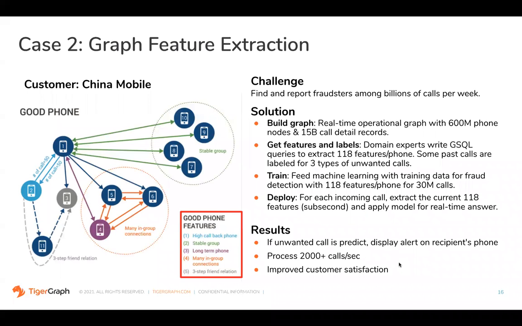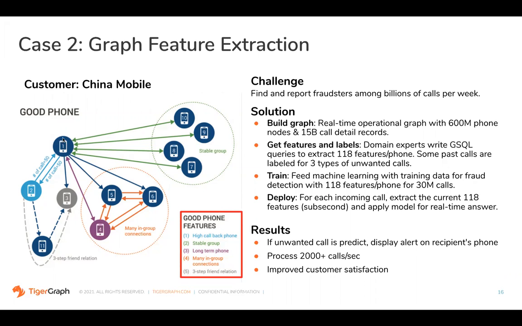I'm going to move on to case number 2. We talked about unsupervised learning with graph algorithms. Now we're going to talk about more traditional machine learning, but during the data preparation phase, the data is in a graph and you detect graph-oriented features to enrich your feature set, because the better and the more features you have available for your training data, the better machine learning result you're going to get. So in this example, we have China Mobile, the national telephone company in China, with hundreds of millions of customers and billions of phone calls per week.